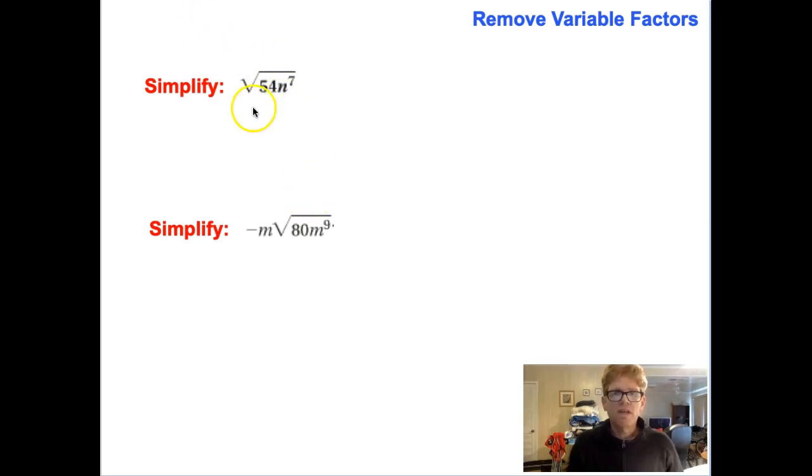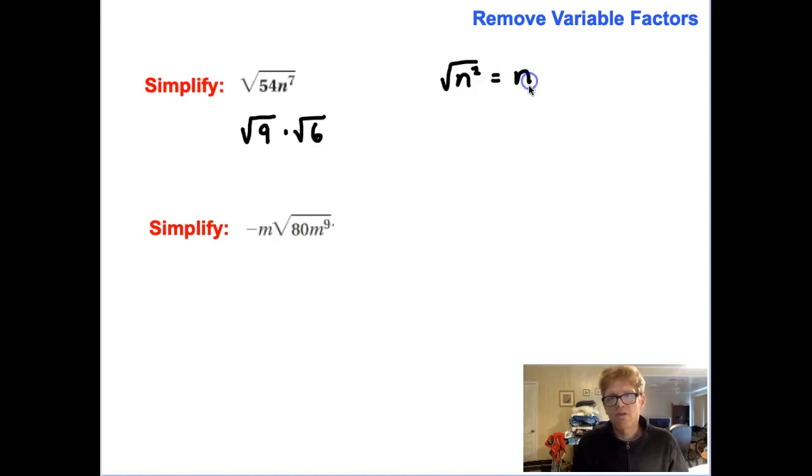Now hopefully, as you look at this, you can see that 54 has a couple of factors that might be useful to us. For example, 54 divided by 9 is 6. So I could write this as the square root of 9 times the square root of 6. But what do we do with the variable, with the n to the 7th? You'll recall last time I pointed out that the square root of any number that has been squared is equal to itself. So the square root of n squared is actually just n.